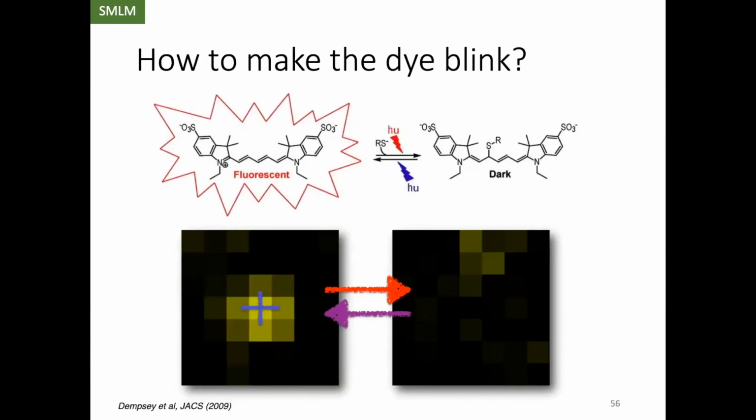How can that be done? For example, in this molecule, we have here the fluorescent molecule, which can be localized. And using this red light illumination, we have a thiol that reacts here with this double bond. And this is actually a dark state. Oxidation with blue light removes the thiol again, and you get back the fluorescent molecule. So in this way, we are photochemically turning on and off the emission of the light, which leads to blinking, which allows us to actually find the exact location of that dye molecule.